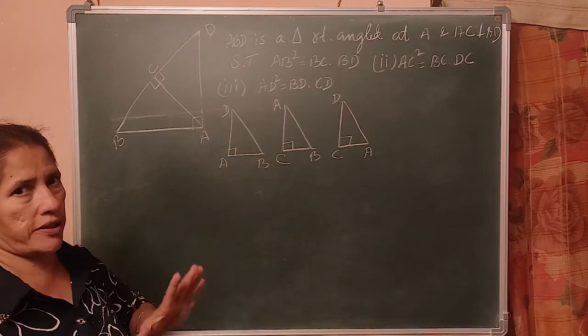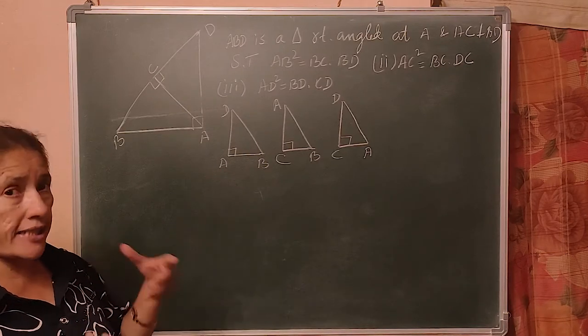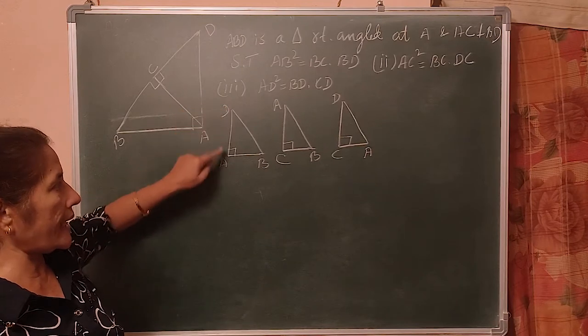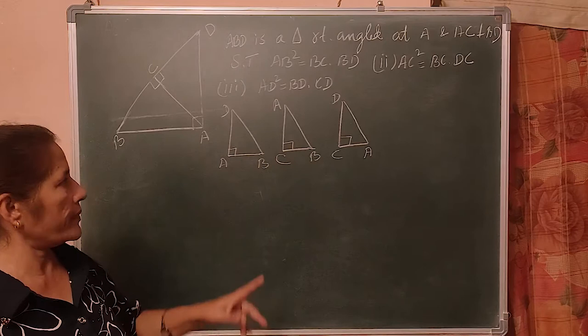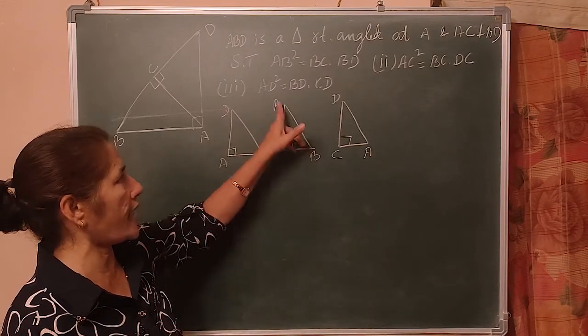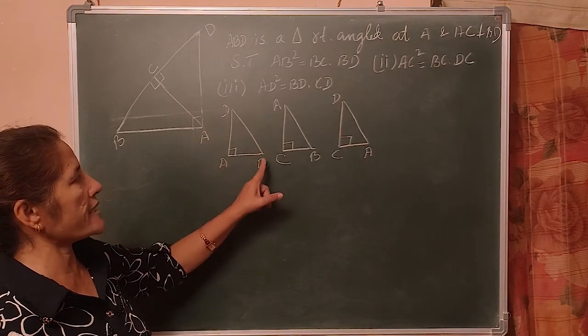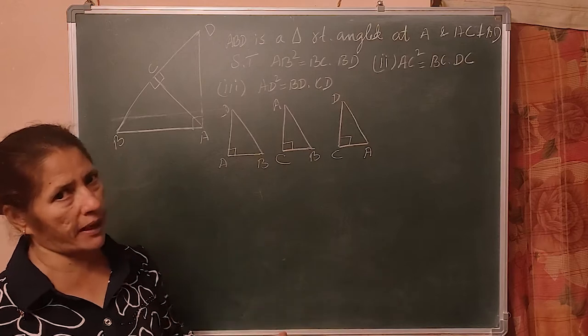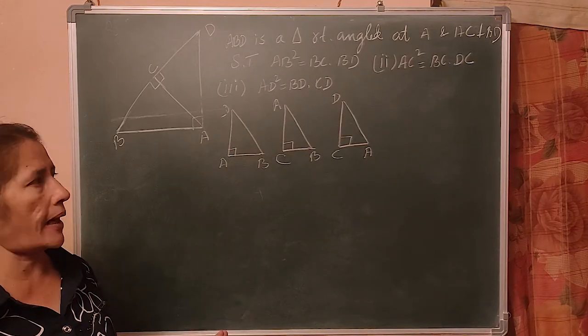I am not going to write because many times we have written. So, I am not going to write, I will just tell you. Angle DAB is equal to angle ACB is equal to 90. Angle ABD is equal to angle CBA is common. Therefore, angle ADB is equal to angle CAB remaining. Therefore, the two triangles are equiangular and similar.